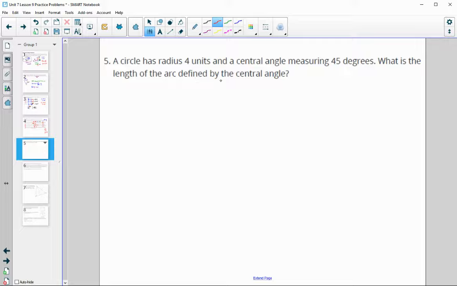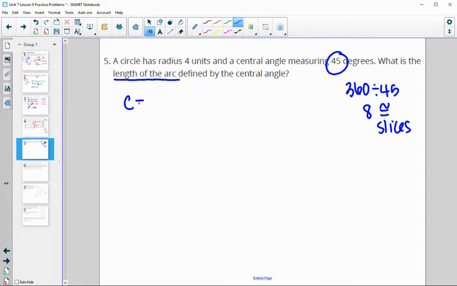What's the length of the arc defined by the central angle? So 45, again, is one that nicely goes into 360. If I do 360 divided by 45, I'll find out it goes in there 8 times. So this means we have 8 congruent slices. So if we take the whole length of the arc, which is the circumference, 2 times pi times the radius of 4, the entire circumference is 8 pi. If I divide it into 8 equal slices, that's how big each arc is going to be.